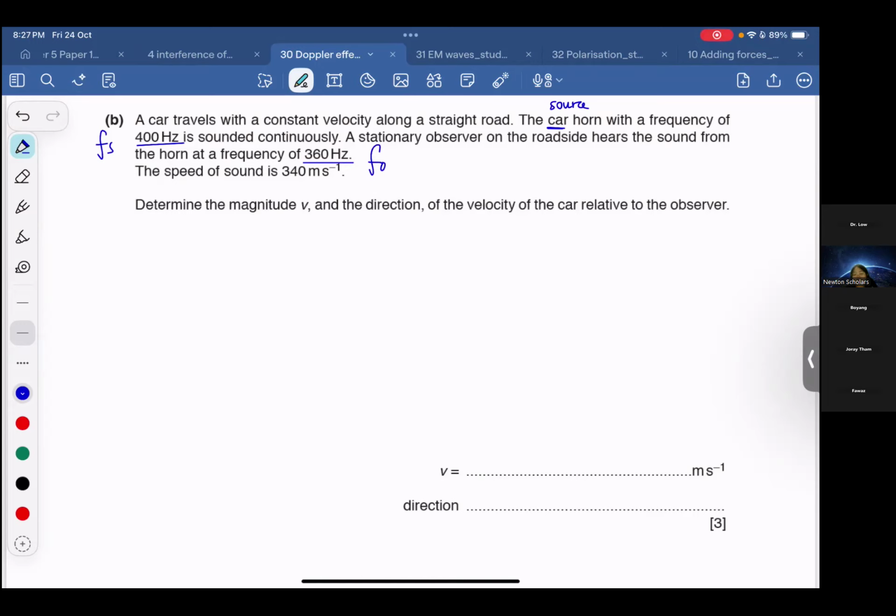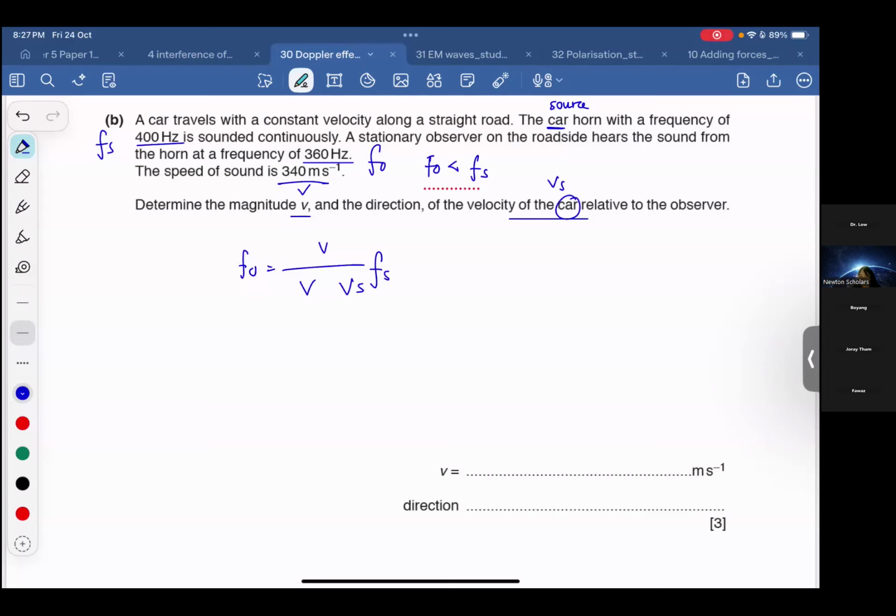Far, wow, direction correct, but the magnitude is wrong. Okay, so the speed of the sound is V. What is the magnitude of V of the car? That means that Vs, the car, is the source. So here, fo equals V over V minus Vs times fs. So this one, fo is less than fs. That means that your observed frequency decreases.